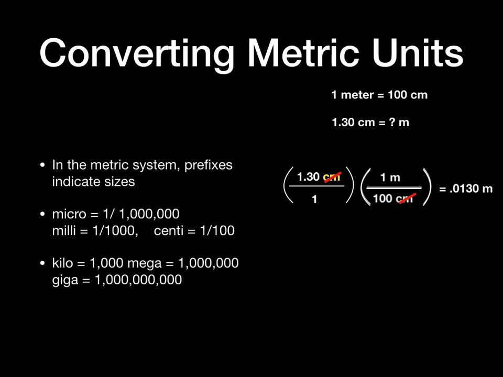Notice the ones don't really matter. If you multiply by 1 or divide by 1, that doesn't change anything. So it's the 1.30 and the 100 that we worry about. And so we just divide by 100, and that does the conversion for us.